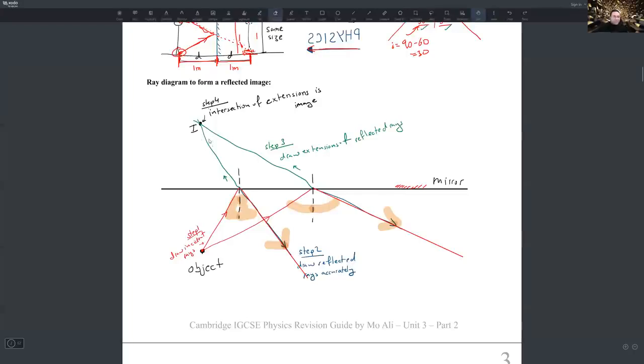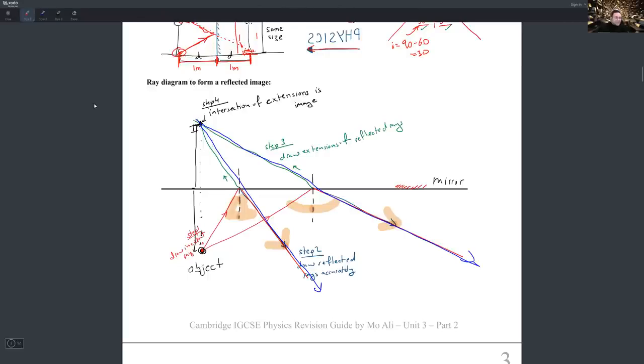You can start with step 4 and go in reverse. Meaning, if this is the object, I already know where the image is. Where's the image? Behind the mirror. The same distance behind the mirror. So what do we do? We measure this distance. We measure the same distance behind the mirror in front of the object, and we mark our image. That's step 1, actually. So this is where the intersection of the extensions will be. Step 2 is to draw any two light rays with their extensions through the mirror.